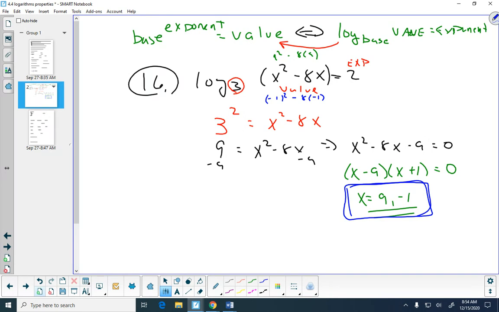And problem number 15 is very similar, and 14, all the ones on the back are very similar to that. And problem number 14, just remember, when you don't have a base there, it's understood to be a base of 10. So we have log base 10 of x squared plus 5x plus 16 equals 1. So we have 10 to the 1st is equal to x squared plus 5x plus 16. Once again, gives us a quadratic equation to solve. Other ones.